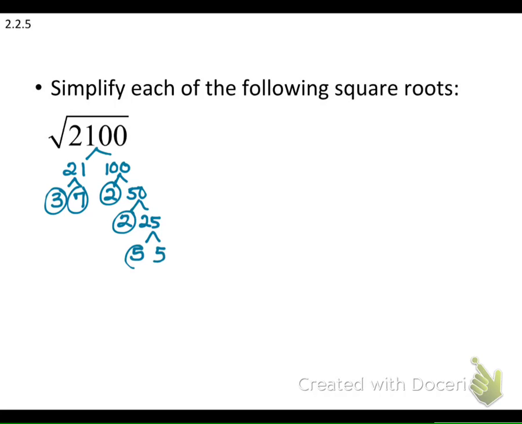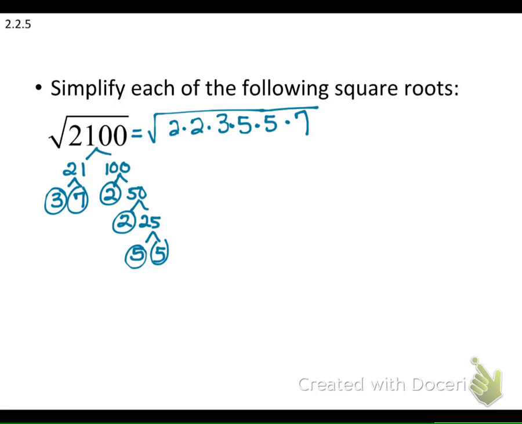I take my prime numbers that I circled and rewrite them as the radical. So I'm going to put my equal sign, my square root sign. I'm going to put 2 times 2 times 3 times 5 times 5 times 7. I'm going to make my square root sign a little bit longer here.